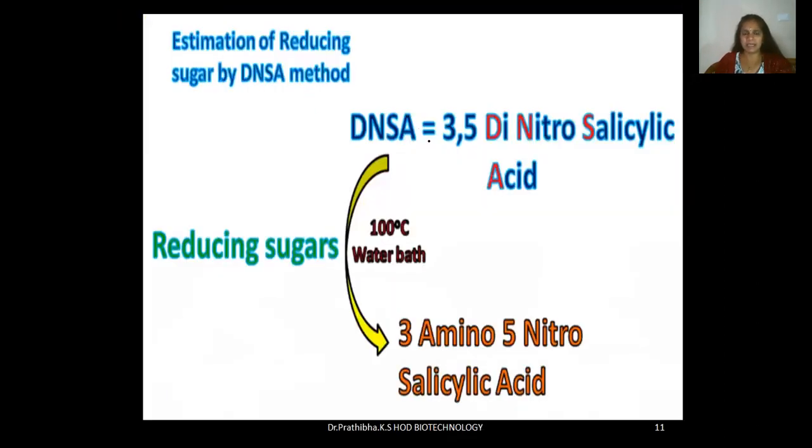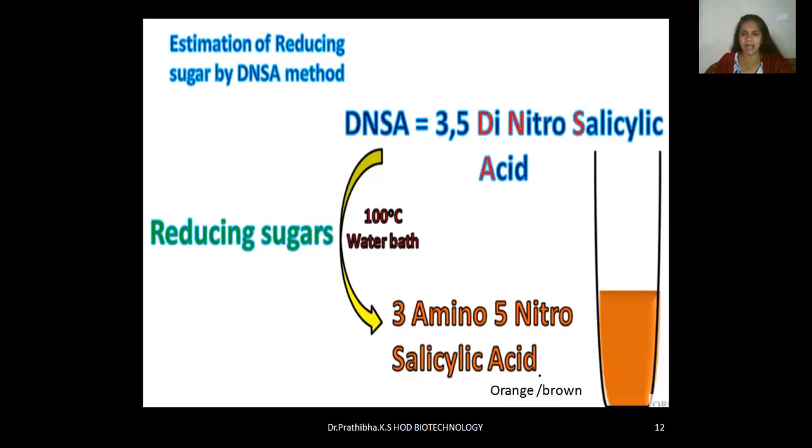DNSA stands for dinitrosalicylic acid. Sometimes this DNS is also pronounced as DNSA. When this DNS reacts with reducing sugars in a 100 degrees Celsius water bath, it is reduced to 3-amino-5-nitrosalicylic acid, and with the color development, that will be orange, brown, or orange red. Based on the color development, we are going to measure the amount of carbohydrates present in that particular sample. The color development can be measured using a colorimeter at 540 nanometer.